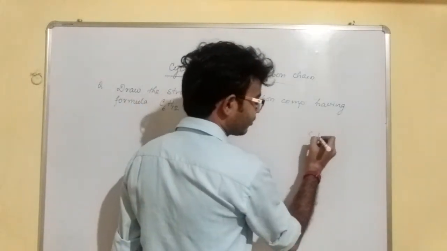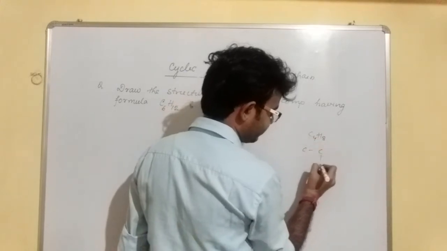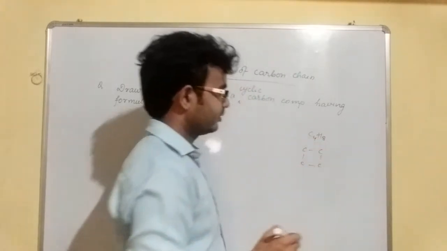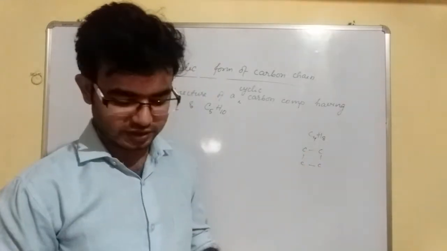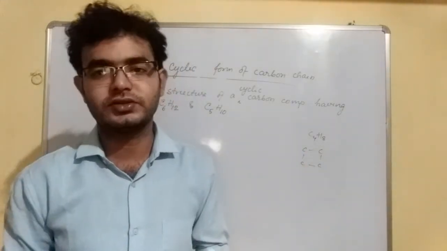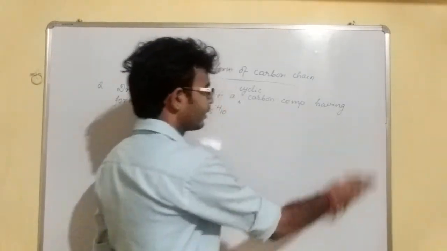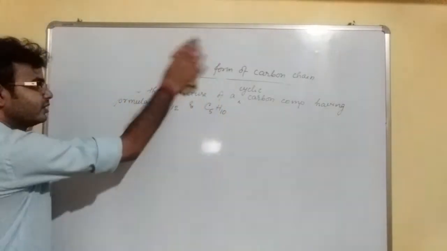Here I am giving you this example, C4H8. That is how you have to do this. It is a cyclic compound. Cyclic means you have to draw the ring, then after that you have to fill the chain using hydrogen. I think now it is clear.